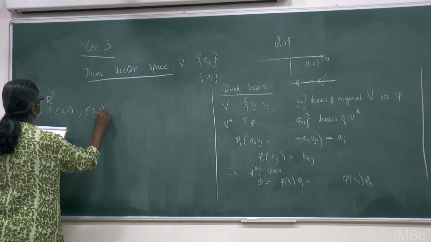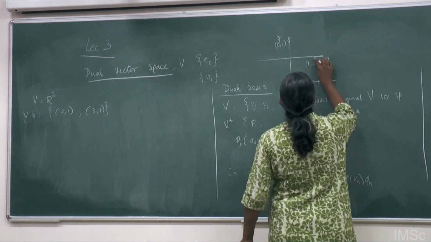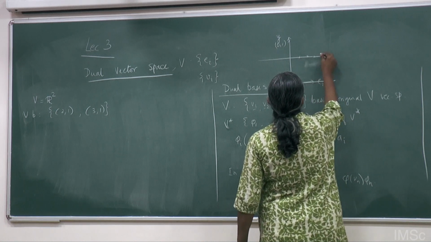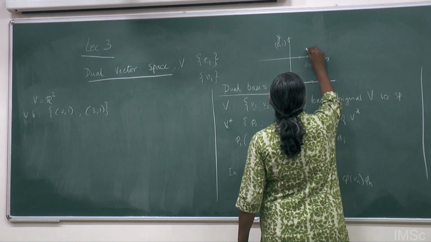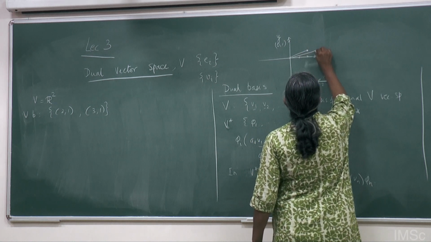So I didn't even change the numbers, so you will be able to find it. So what is my basis set? Let us take (1, 0), then (1, 1), (2, 3). Okay, so (2, 1) is somewhere here. So (2, 1) and (3, 1).